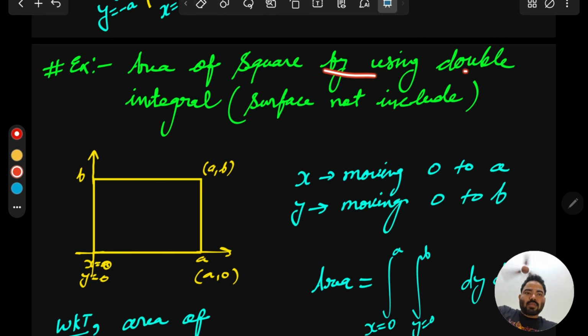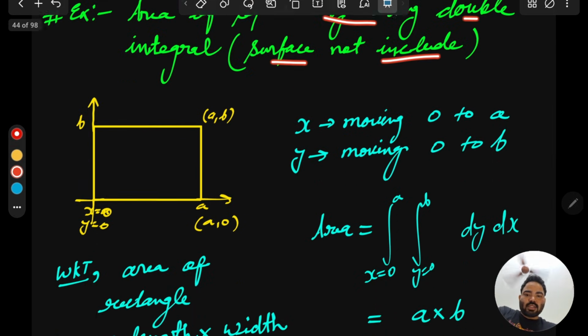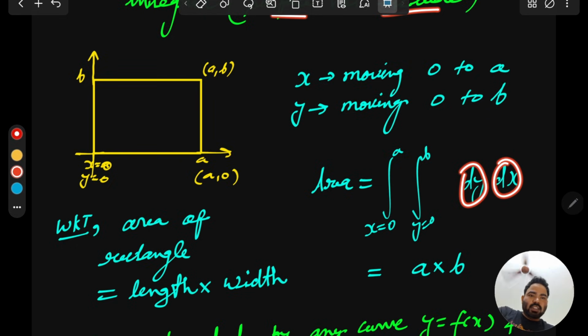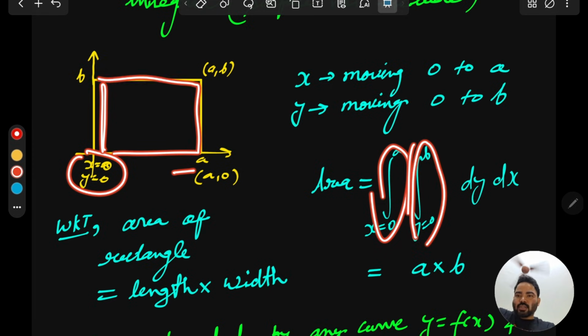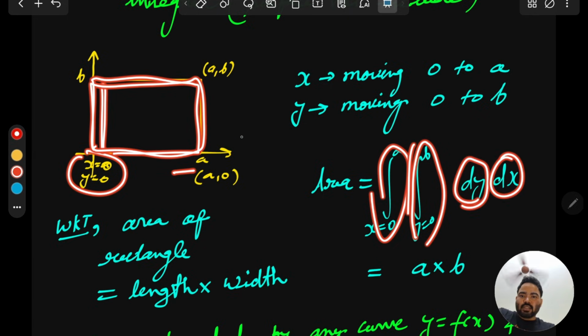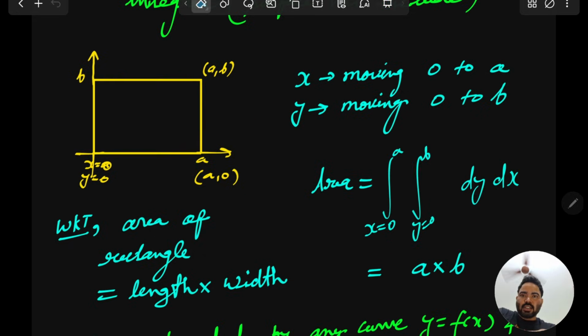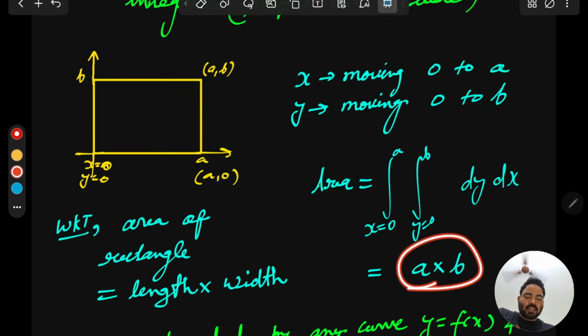And also the area of a rectangle by using the double integral, where the surface is not included. So simply how dy and dx are moving: if this type of rectangle you have, then clearly you can say x is moving 0 to a, so the x limit is 0 to a. And y is moving 0 to b, so the y limit is 0 to b, and this will make a closed rectangle. For this rectangle you can find the area, and you already know the area of a rectangle is length into breadth, a into b, and if you solve this integral, then also you will get a into b.